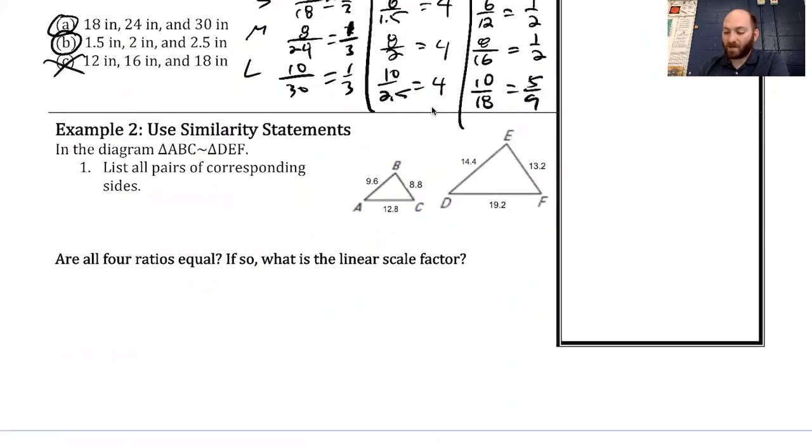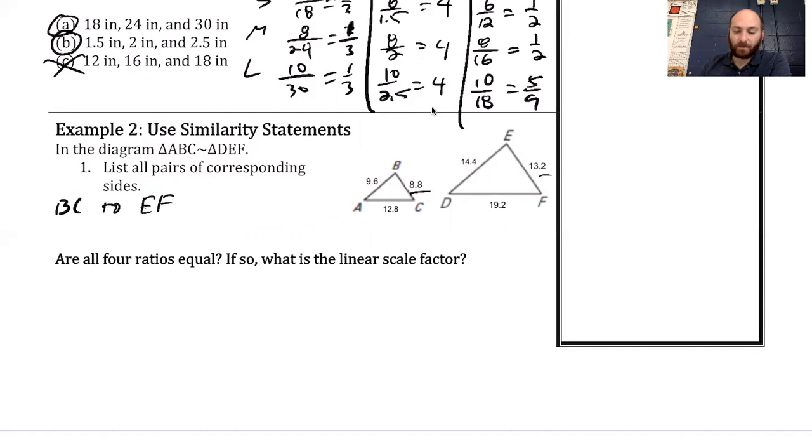List all pairs of corresponding sides. All right, so all pairs of corresponding sides. I'm still going to do that same thing of short to short. That's BC and EF. So BC to EF.